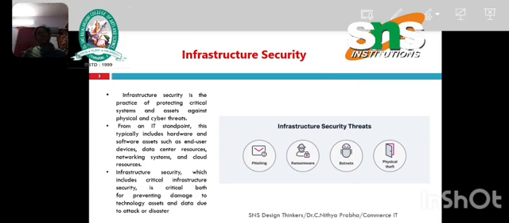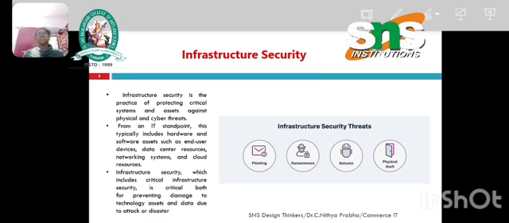Benefits of infrastructure security: protection of data and intellectual property, preventing the theft or compromise of sensitive data and intellectual property. Ensuring compliance, meeting regulatory requirements and industry standards for data privacy and security. Minimizing downtime and business disruptions, reducing the risk of system failures and business disruptions due to security breaches. Maintaining reputation, protecting the organization's reputation by preventing data breaches and other security incidents.